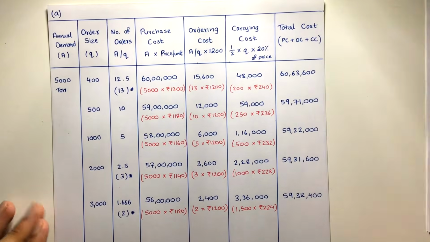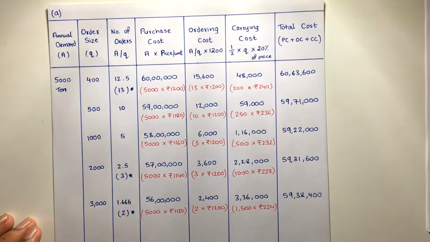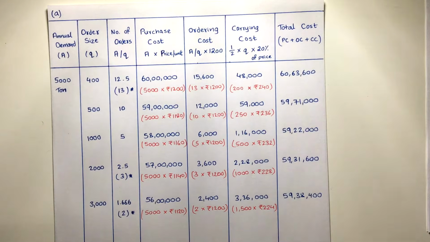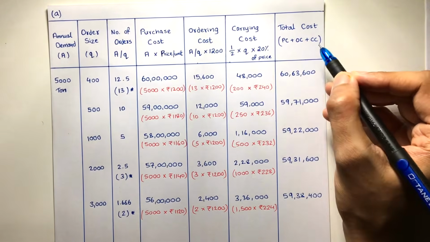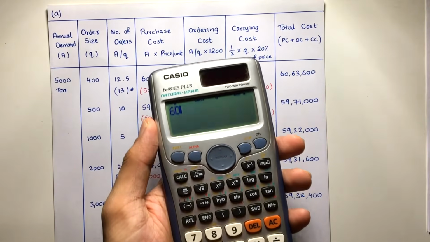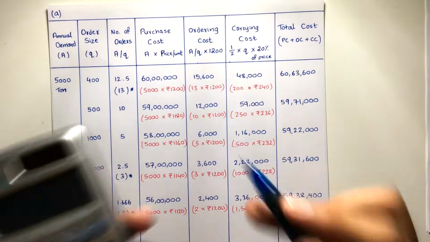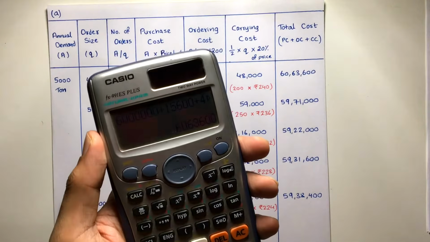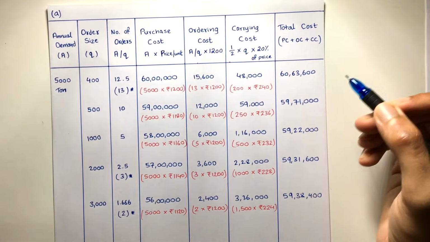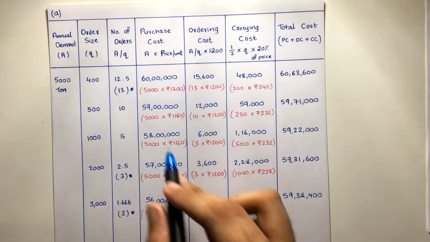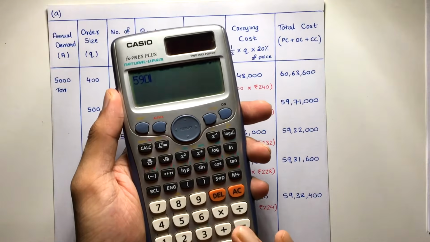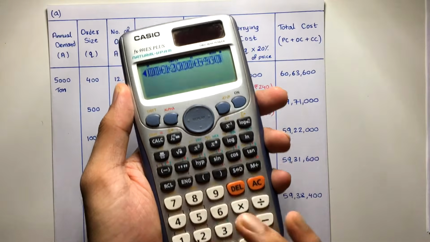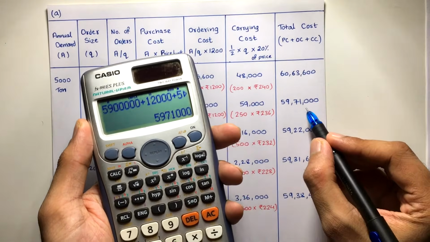And then we will calculate the total annual cost. How will we calculate total annual cost? It's really simple. PC plus OC plus CC, isn't it? Purchase cost plus ordering cost plus carrying cost. So in the first it is 60 lakhs plus 15,600 plus 48,000. That's equal to 60 lakhs 63,600. Is it clear? After this, 59 lakhs plus 12,000 plus 59,000, that's equal to 59 lakhs 71,000.